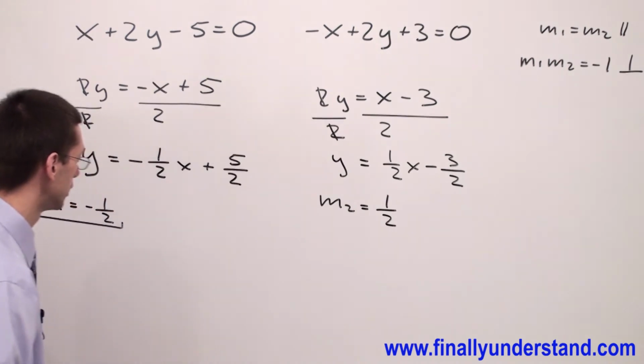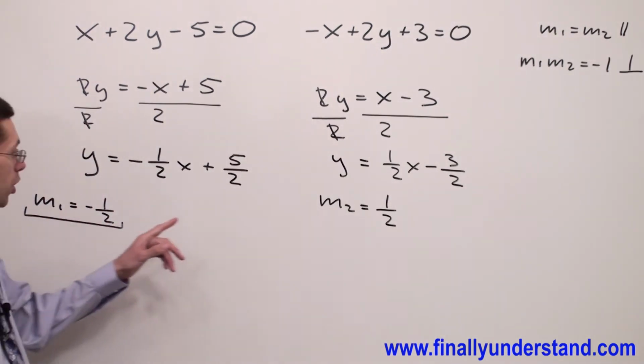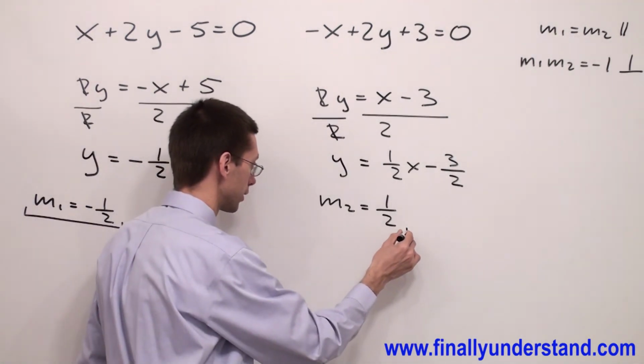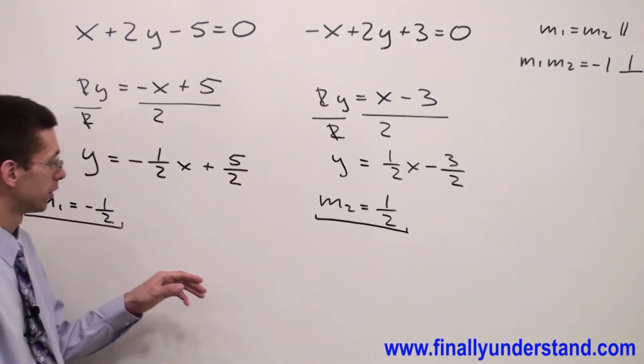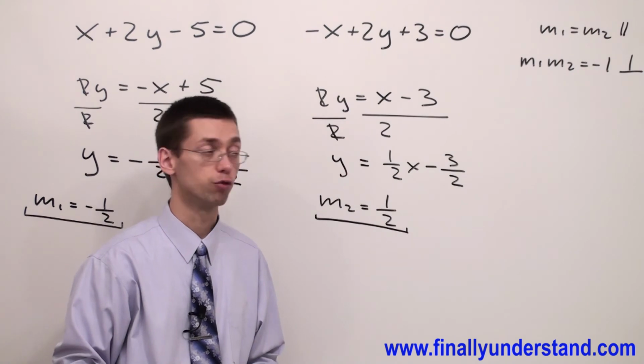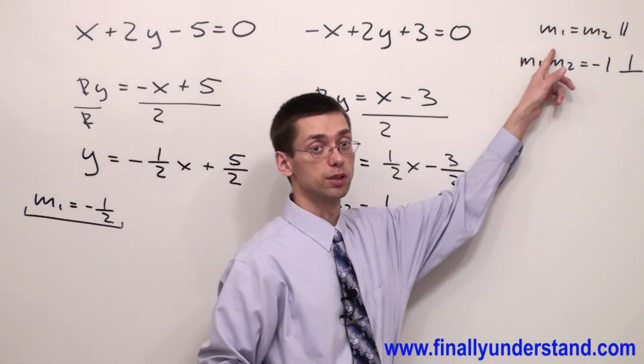Please notice that these two slopes have different values. We have negative 1/2 and I have 1/2. So for sure they are not parallel.